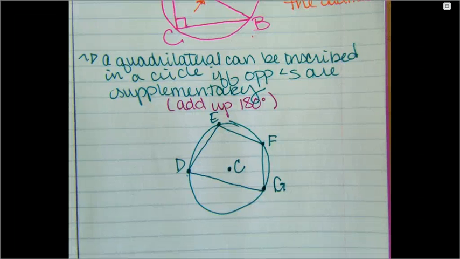Alright, quadrilateral DEFG located in circle C. Yes?